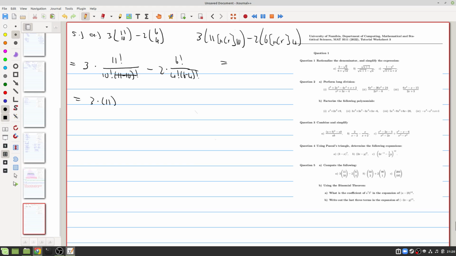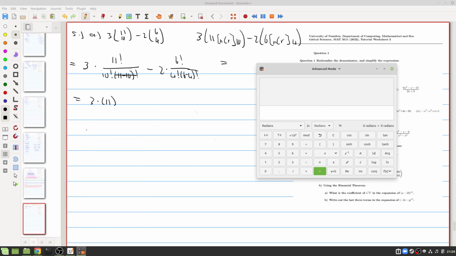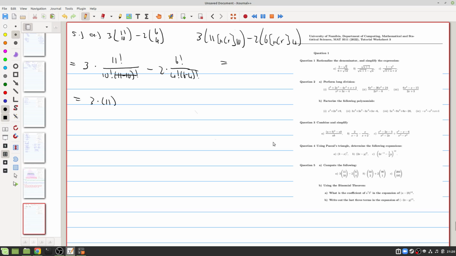But again, let me actually get a calculator out just to show that I'm hopefully not lying. So let's do 11 factorial divided by 10 factorial. That's just 11, right? Okay. Minus 2 times, and then 6 factorial over 4 factorial times this.